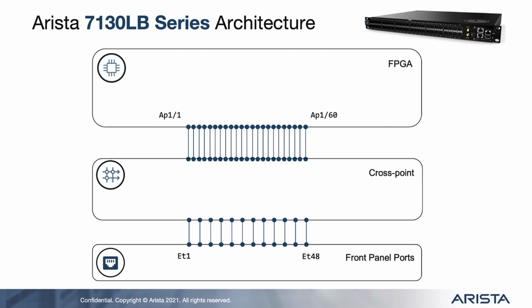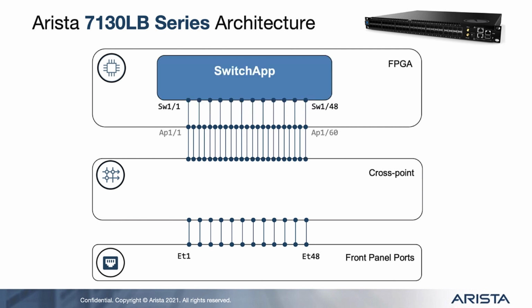of latency. When SwitchApp is installed, we get a new set of switch interfaces that are internally mapped to application ports. All of the switch config goes under these interfaces, so when SwitchApp is installed, you can consider the application ports an implementation detail. In EOS, 7130 FPGA applications are managed as extensions. If you want to move from a different app to SwitchApp, or upgrade SwitchApp versions, you simply uninstall the existing extension and load a new extension file.